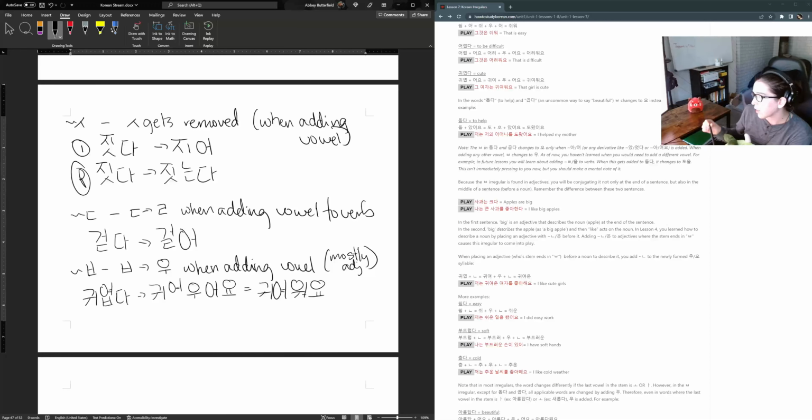Because B irregular is found in adjectives, you'll be conjugating it not only at the end of a sentence, but also in the middle of a sentence. Oh no. That's so sad. When placing an adjective whose stem ends in ㅂ before a noun, to describe it, you add ㄴ to the newly formed 우 or 오. So 귀엽다 turns into 귀여운. Oh dear lord.